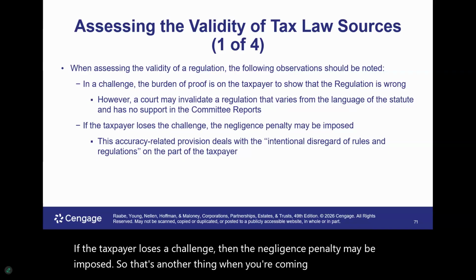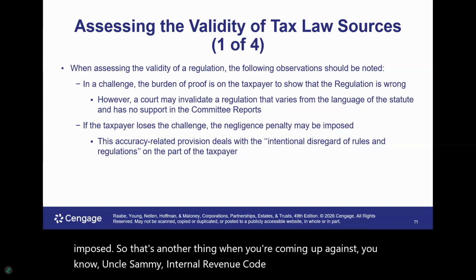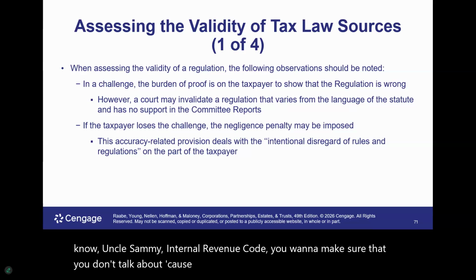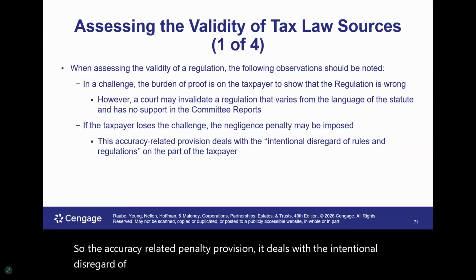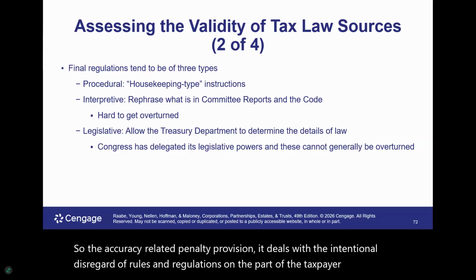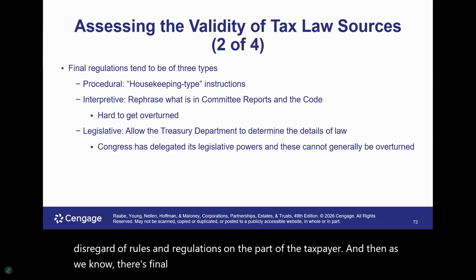When you're coming up against Uncle Sam and the Internal Revenue Code, you want to make sure that you know what you're talking about, because if you're wrong, you might also get penalized. The accuracy related penalty provision deals with the intentional disregard of rules and regulations on the part of the taxpayer. And then, as we know, final regulations tend to be three types.